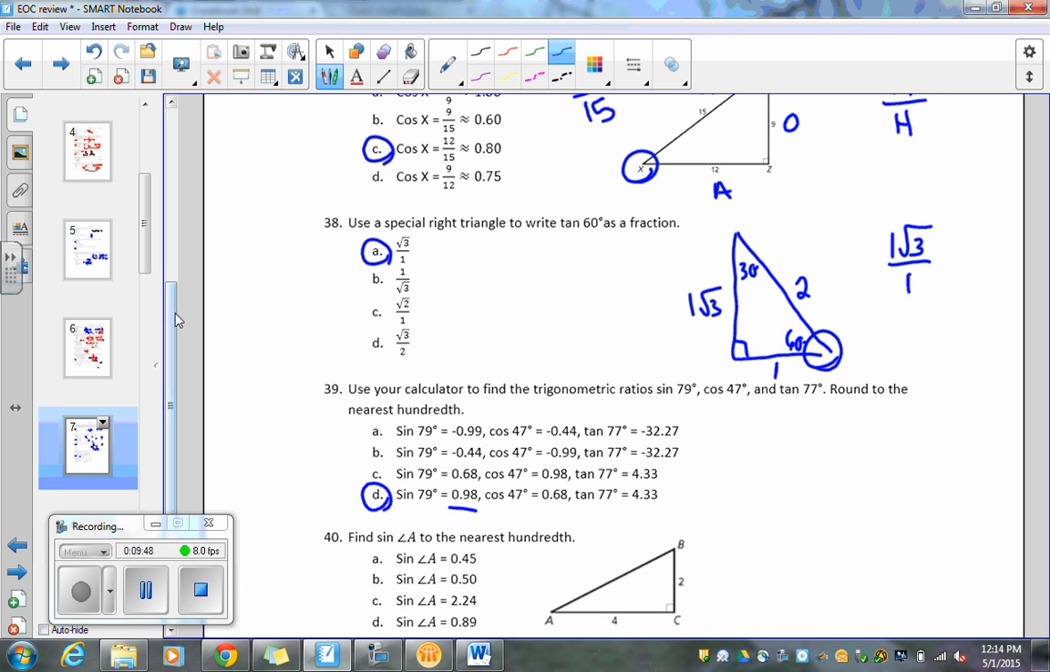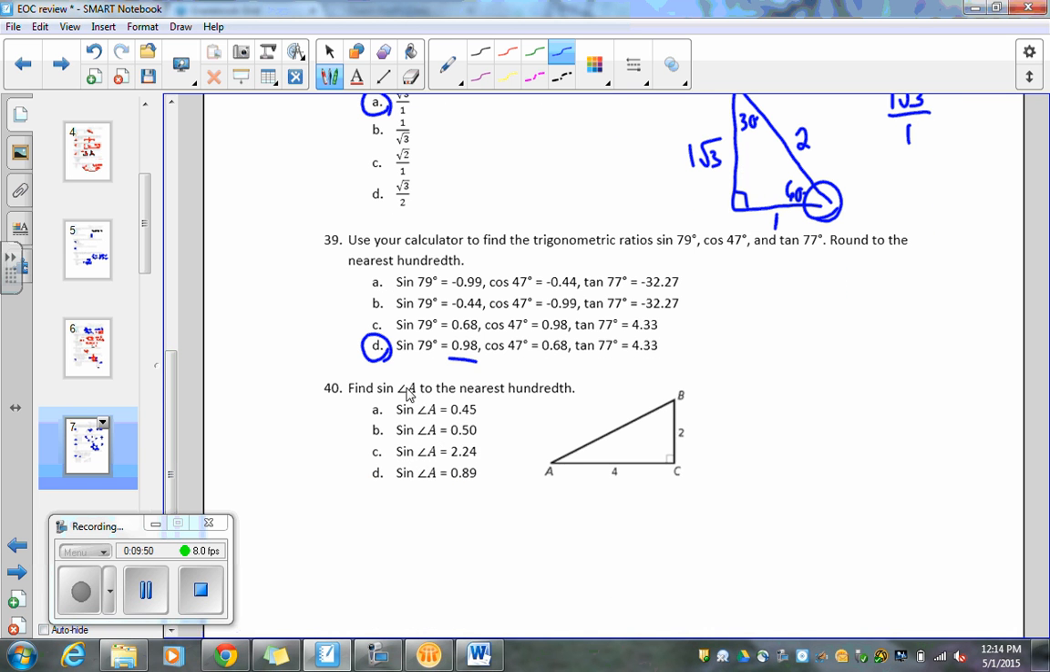All right, and for question number 40, and then we'll be done. Find sine A to the nearest hundredth. We're dealing with this angle. This is the opposite I need to find, this is my adjacent, and I need to find my hypotenuse. So I have to figure out how I can find my hypotenuse. Well, I'm just going to use the Pythagorean theorem. So that'd be 2 squared plus 4 squared is equal to h squared.